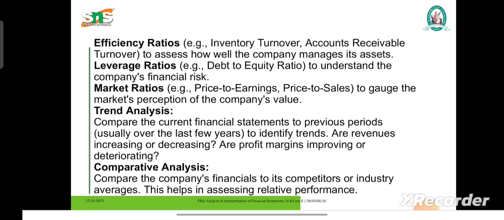Next one is comparative analysis. Compare the company's financials to its competitors or industry averages. This helps in assessing relative performance.